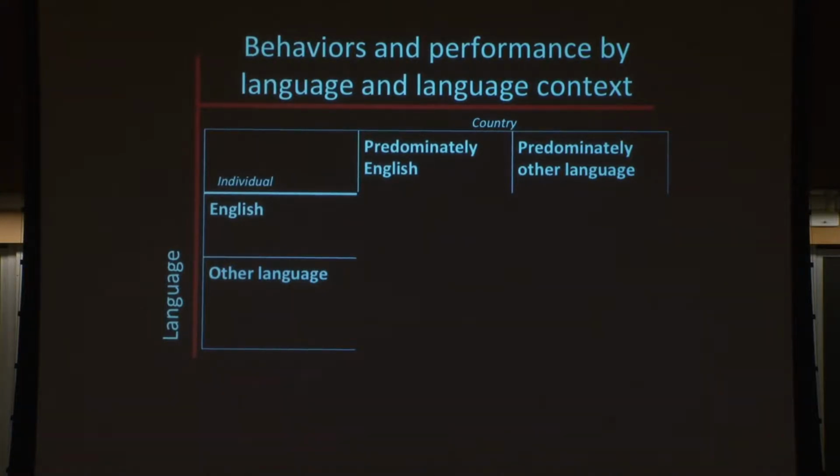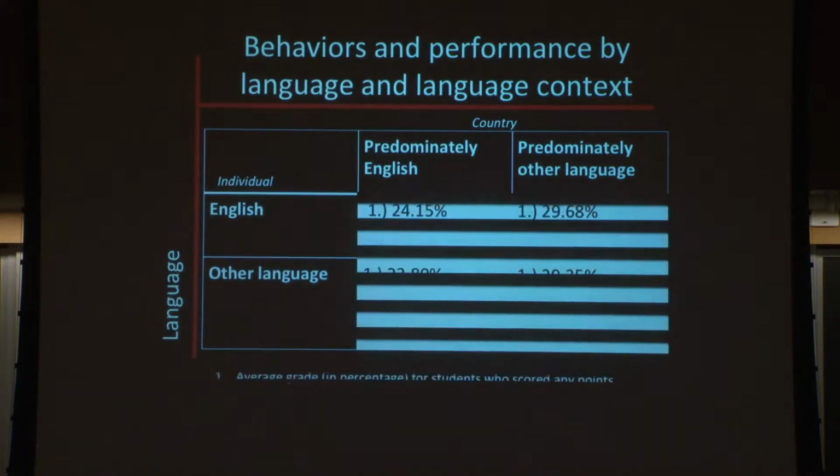These were, on the upper left, students who reported English first and were in a predominantly English-speaking country; students who reported English first and were not in an English country; students who reported another language first but were in a predominantly English-speaking country; and finally, students who reported another language and were in a non-English country.